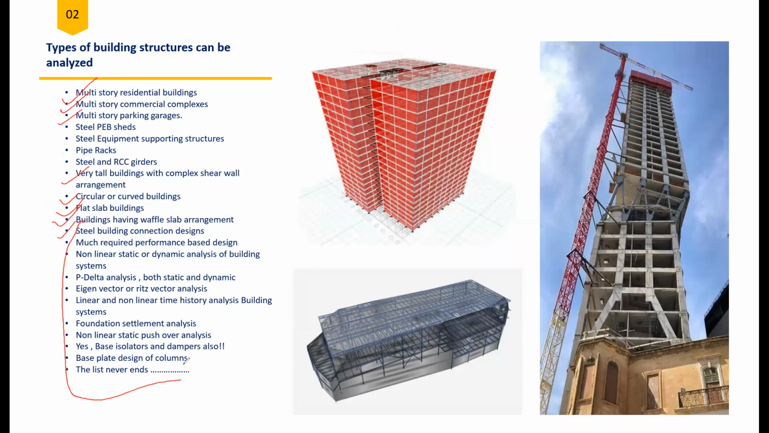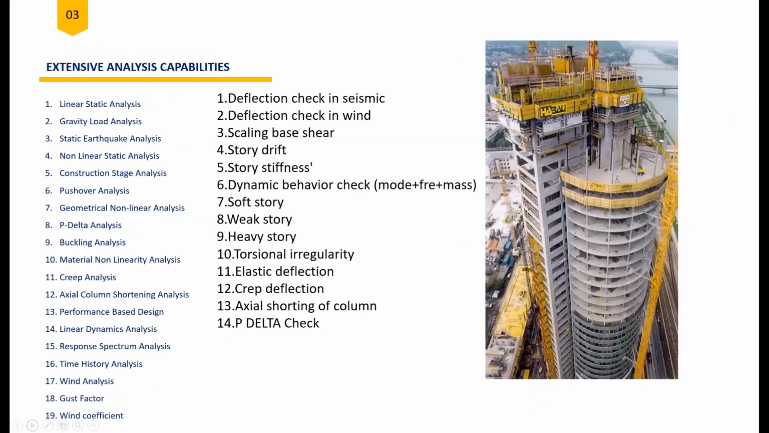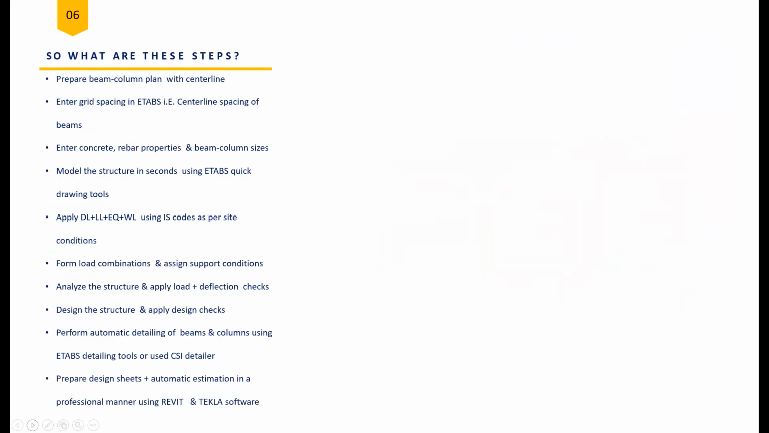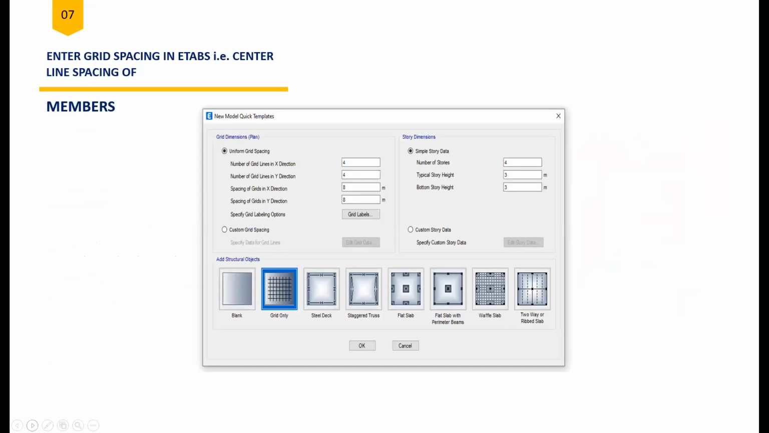These are the capabilities. Inside that, most of the parts related to structure will be covered. This is the capability of the software, what type of analysis it can perform. The codes we are going to use are IS code, British Standard BS code, AISC, UBC, ASCE, FEMA. All these codes we will use.